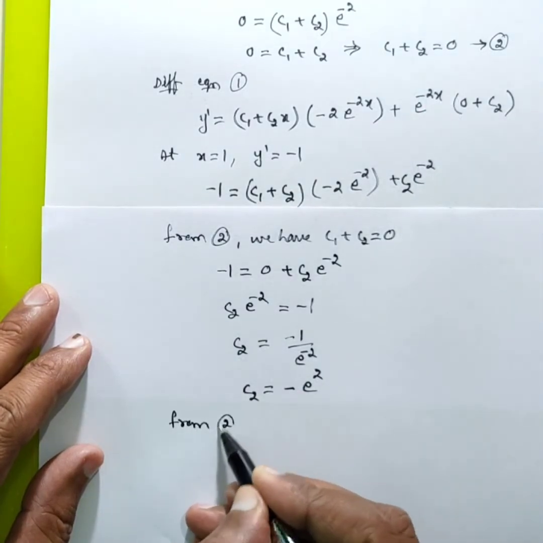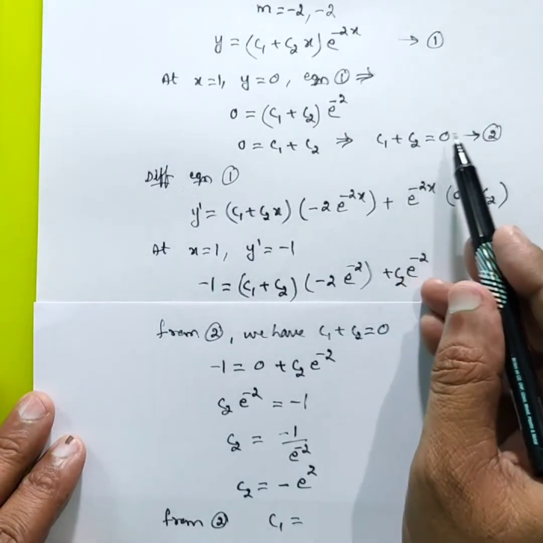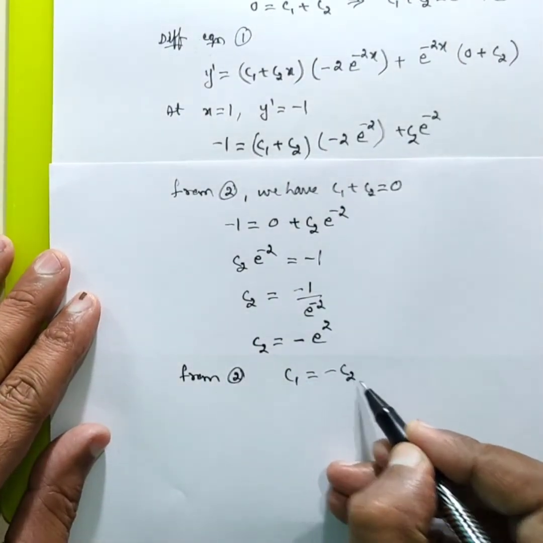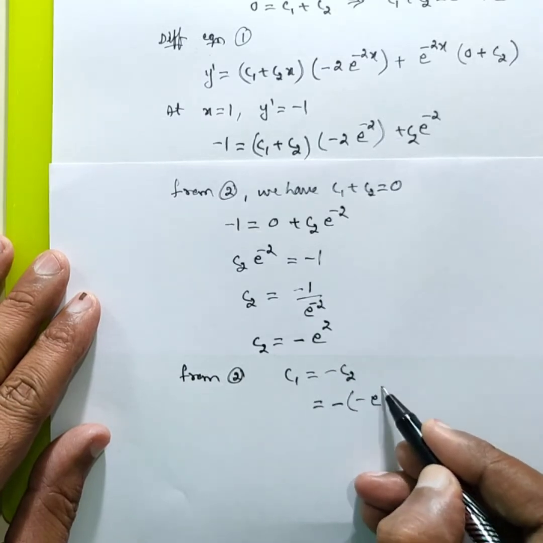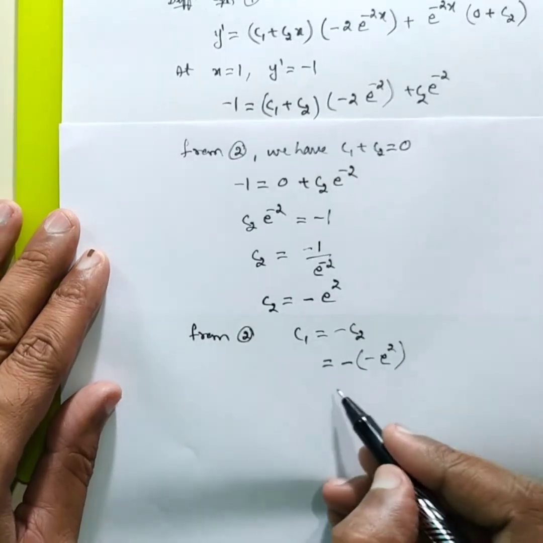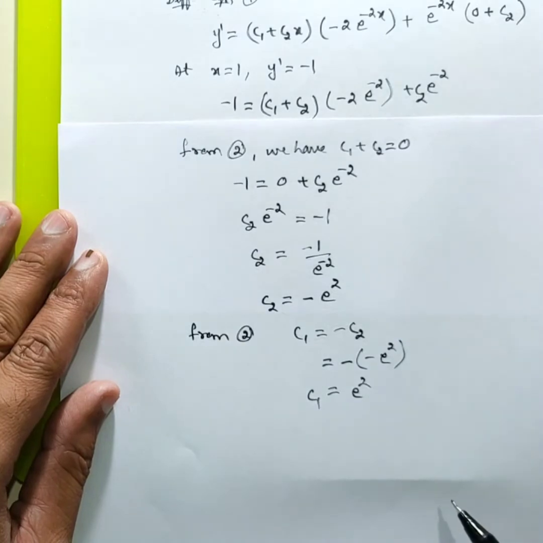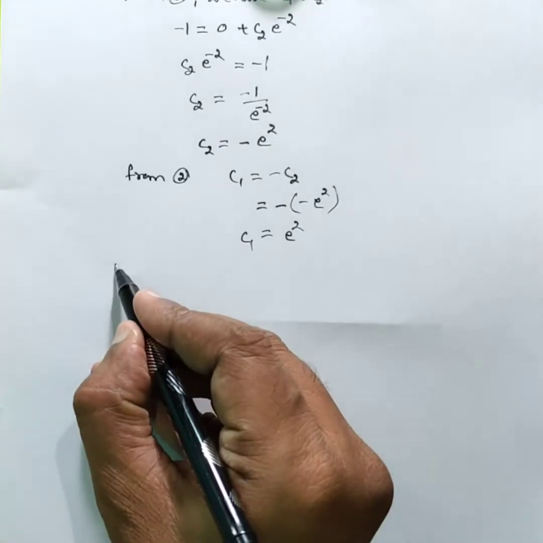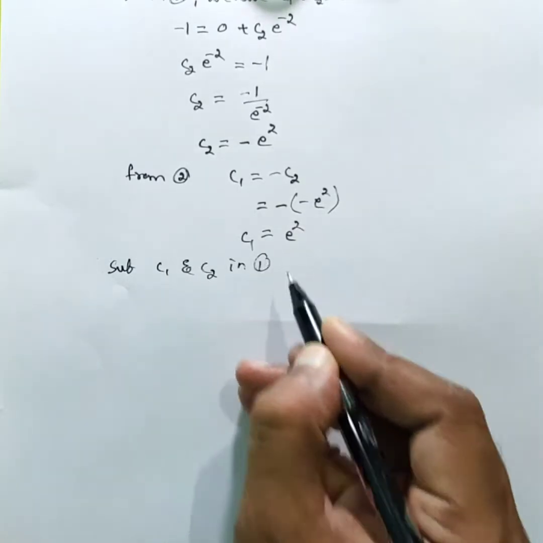So from 2 we have the value of C1 equal to, if I send this C2 to the other side, minus of C2. So C1 equals minus of C2, which is minus of, what is the C2 value here? Minus e power of 2. So minus of minus will become plus, so it becomes e power of 2. So you got the value of C1 to be e power of 2. This value we can plug back into equation number 1 in the solution. So substitute these values of C1 and C2 in equation number 1.